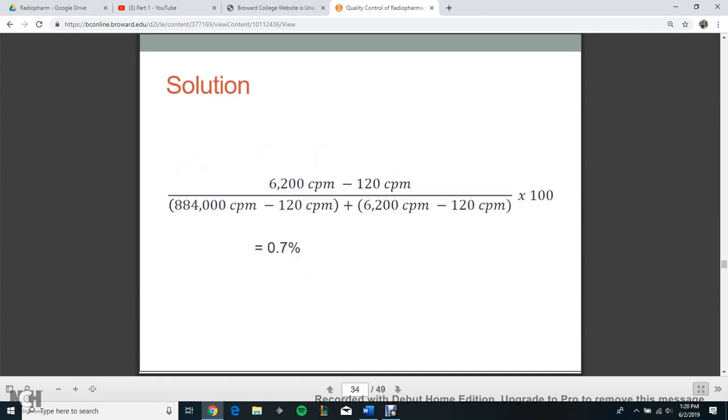So we're going to take the 6,200 minus the 120 counts per minute, and we're going to divide that by the 884,000 counts per minute minus the background, which is the 120 counts per minute, plus the 6,200 minus the 120 counts per minute in the background. And we'll multiply that by 100, and we get 0.7% impurity.